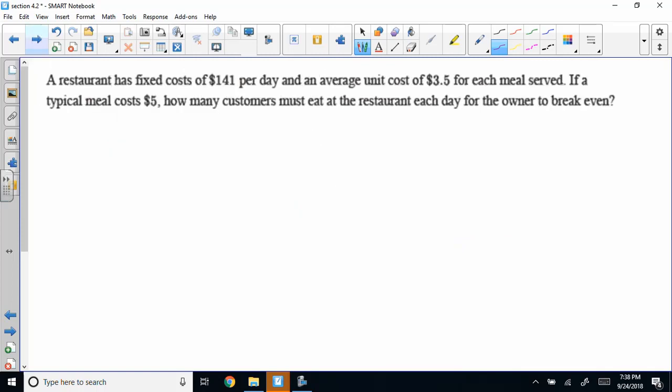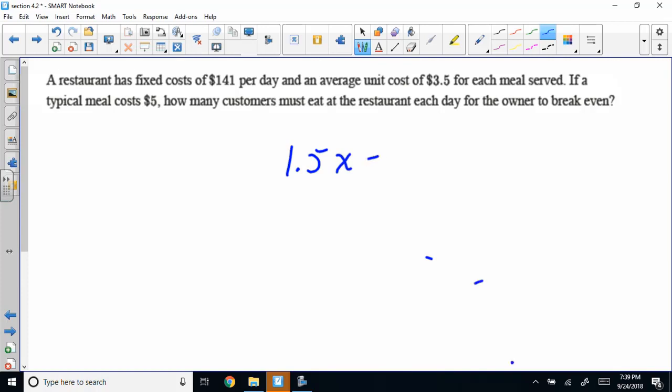Okay. A restaurant has a fixed cost of $141 per day and an average unit cost of $3.50 for each meal served. If a typical meal costs $5, how many customers must eat at the restaurant each day for the owner to break even? Now this one's not as hard as what you think it is. It costs $3.50 for the meal, and he sells it for $5. So really, how much is he making on every meal? $1.50 per meal, right?